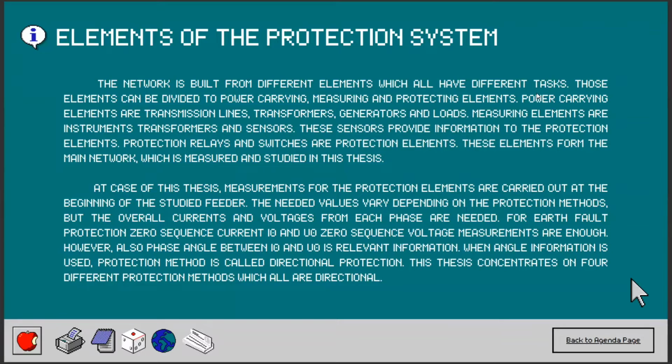For earth fault protection, zero sequence current I0 and zero sequence voltage V0 measurements are enough. However, the phase angle between I0 and V0 is also relevant information. When angle information is used, the protection method is called directional protection. This thesis concentrates on different protection methods which all are directional.